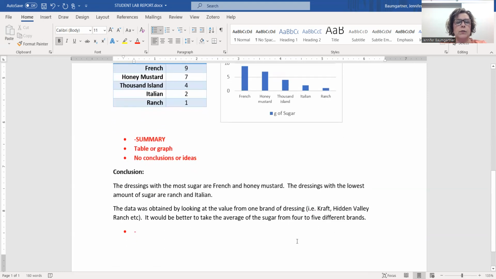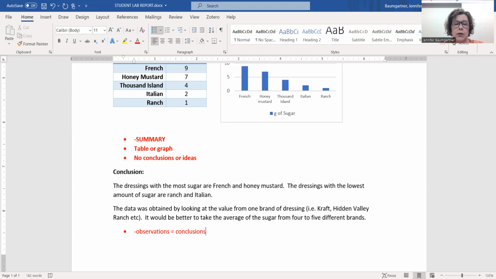So my conclusion section for this paper is that the dressings with the most sugar are French and honey mustard. The dressings with the lowest amount of sugar are ranch and Italian. And then I go on to talk about what wasn't ideal. What could I do better if I did this again? The data was obtained by looking at the value from one brand of dressing, for example, Kraft, Hidden Valley Ranch, etc. It would be better to take the average of the sugar from 4 to 5 different brands. So the 2 things you want to have in your conclusion: first of all, you want your observations, and then from those you want to derive your conclusions.